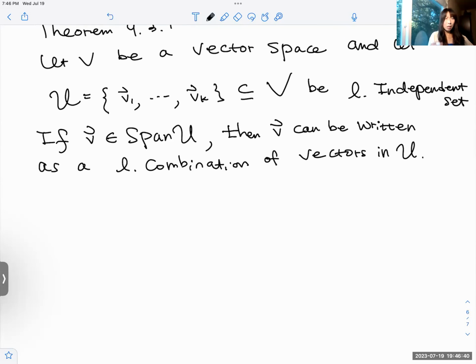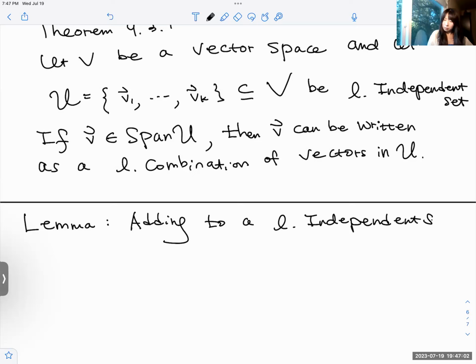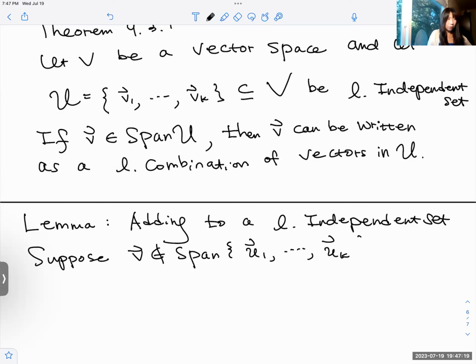They have a lemma again. So let's talk about the lemma: adding to a linearly independent set. Suppose V is not in the span of U1 through Uk, right? All right, that means we're going to say the opposite of this one, right? So V cannot be written as a linear combination, right?